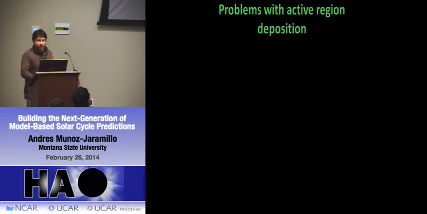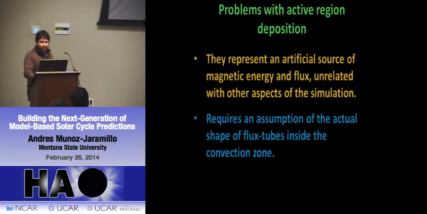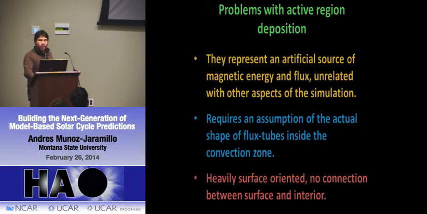And there are also problems. They represent an artificial source of magnetic energy and flux, unrelated with any other aspects of your simulation. So you will always wonder whether the cycle works or not because you are depositing flux at the surface, or because the active region emergence and decay is really an important part of the process. And of course, it's heavily surface oriented. There is no connection between the surface and the interior, so it's very strongly shifted towards the surface.